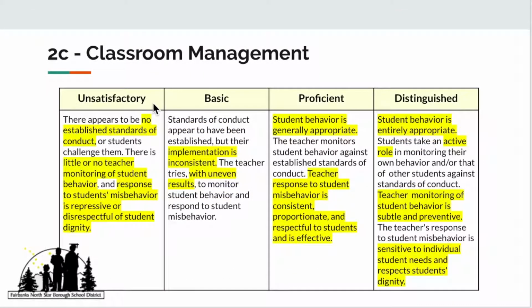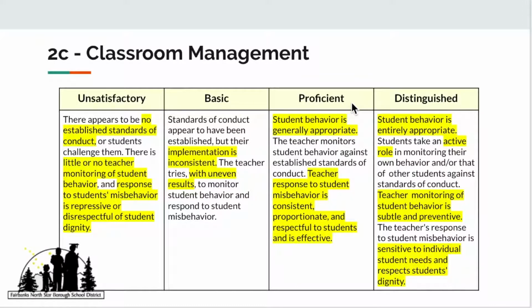Now that we've looked at language from different components, let's take a closer look at the continuum for one component, classroom management. Looking back on the common threads of each proficiency level, you can see that the unsatisfactory level contains these common threads: no, disrespectful, little. In the basic level, we are seeing inconsistent and uneven results. Again, this is reflective of someone new to the profession. Those skills can grow with experience and support from the administrator.